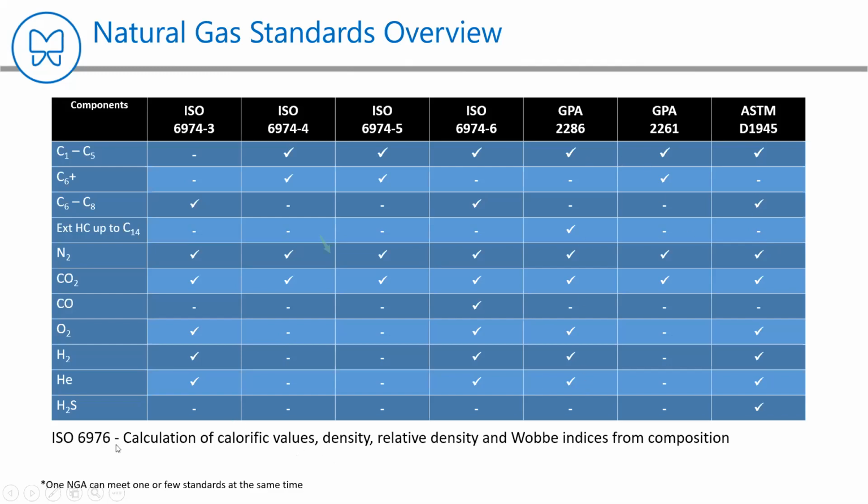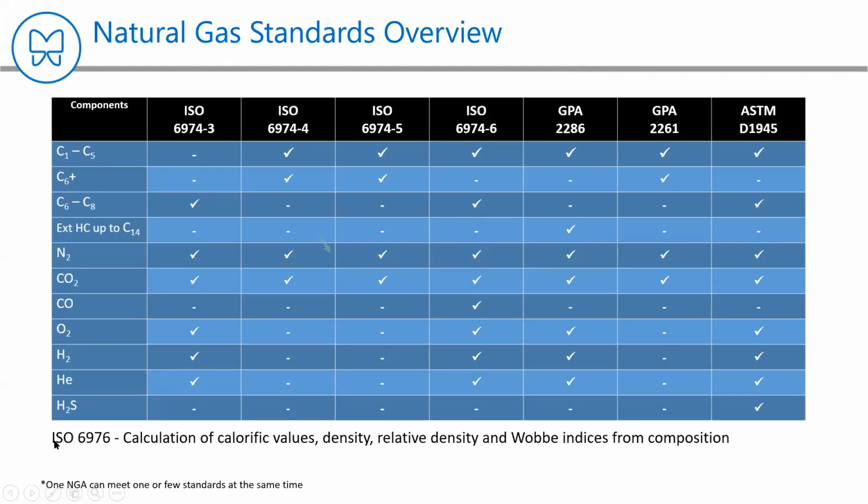And I want to mention one important point: one GC, depending on configuration, can meet a few standards at the same time. For example, our solution 1103 can meet GPA 2286 and ASTM 1945 at the same time. So it depends on the hardware.